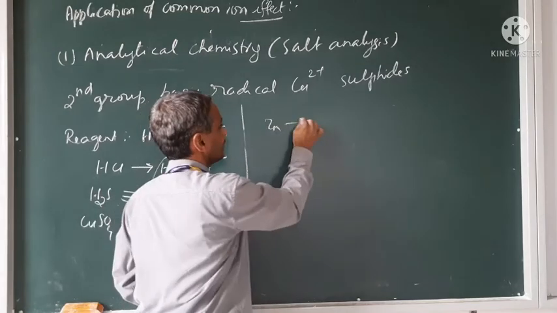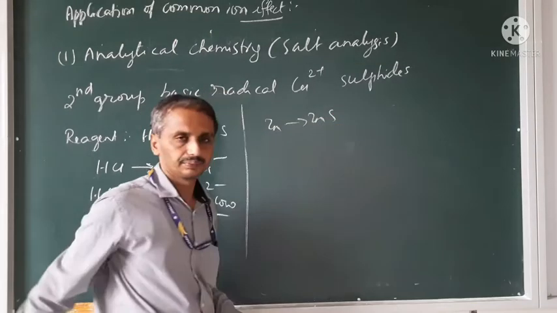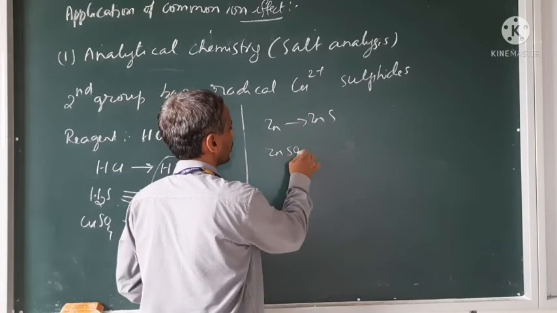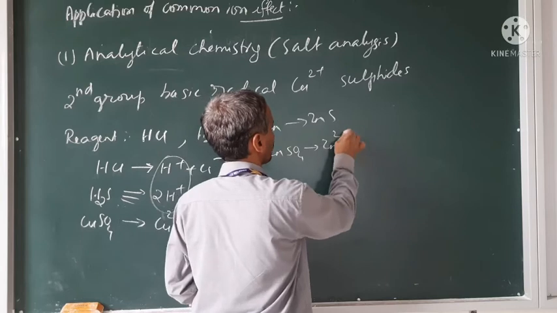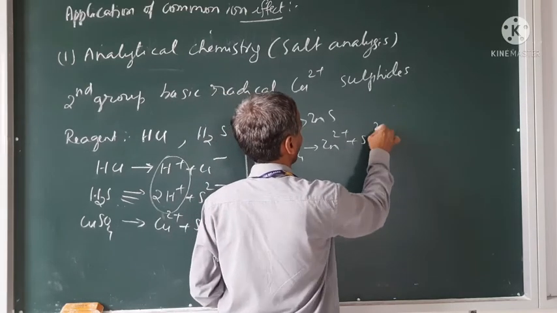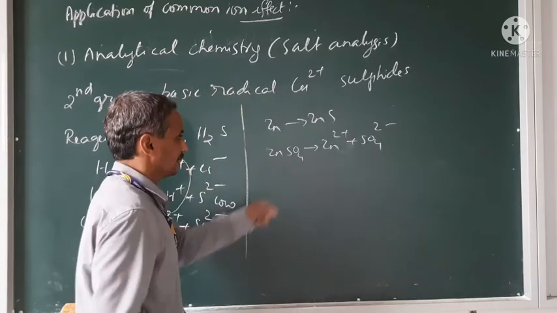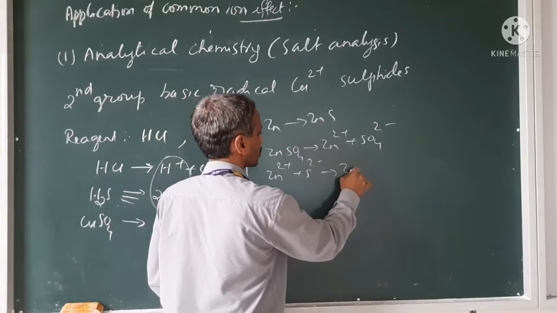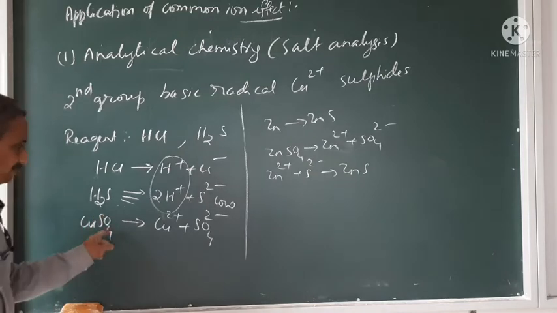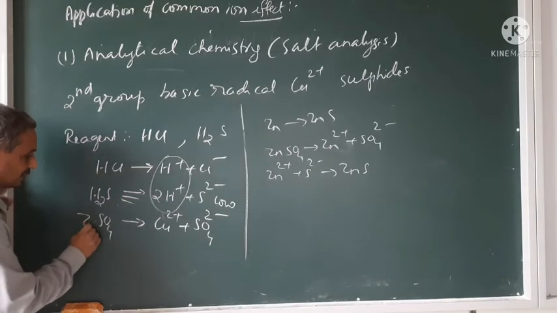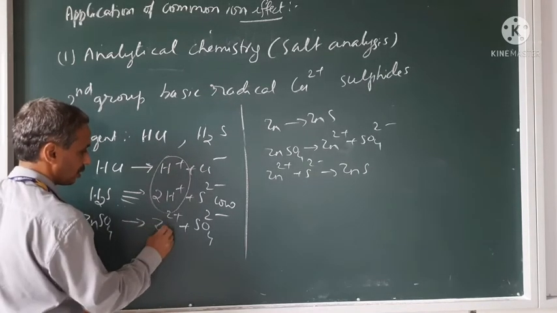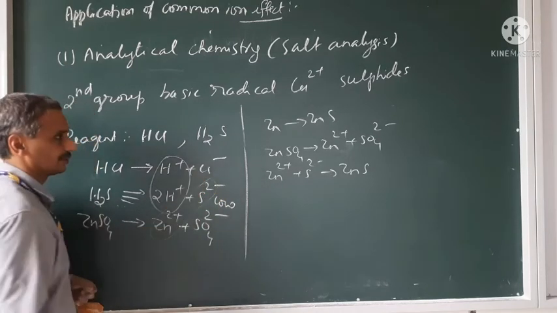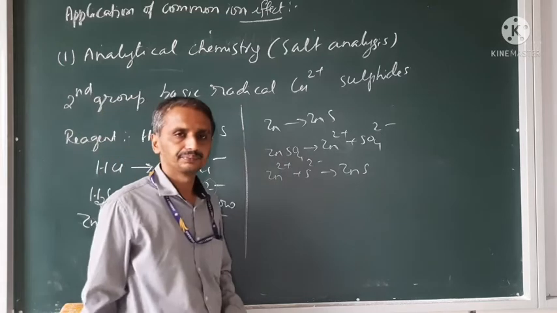Now, zinc as zinc sulfide formation. You see how it happens? The zinc sulfate salt gives zinc 2 plus and sulfate 2 minus ions. So this zinc 2 plus will take the S2 minus ion and give zinc sulfide. I can write zinc sulfate now. Okay, so these two react and give zinc sulfide.